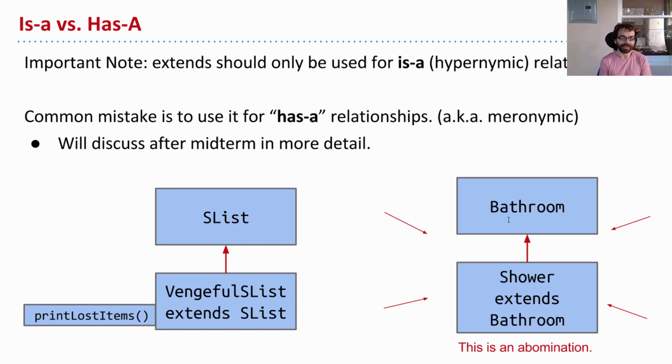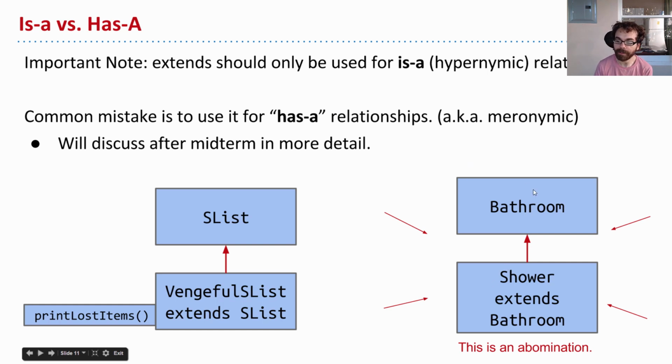Okay, last note about extends. I just want to warn you that you should only be using extends to represent hypernymic relationships. So if one thing is an example of the other, right? So a VengefulSList is an SList. It does everything an SList can do. It has all the personality traits and quirks. It is an SList, and it has some extra stuff. But a common mistake, especially for novices, but even in the Java libraries themselves, is that it is occasionally used for has-a relationships, which is called a meronym, by the way.